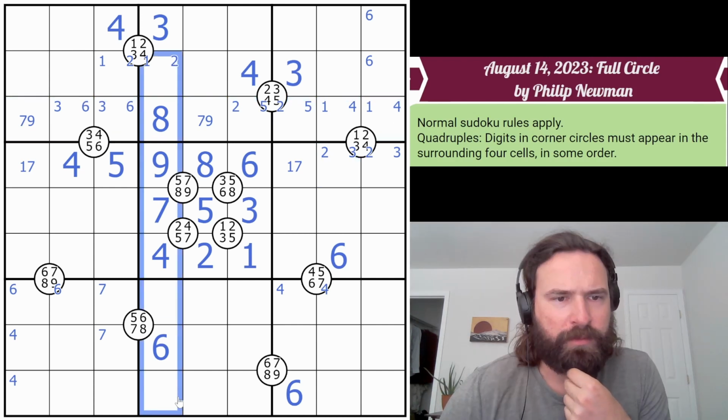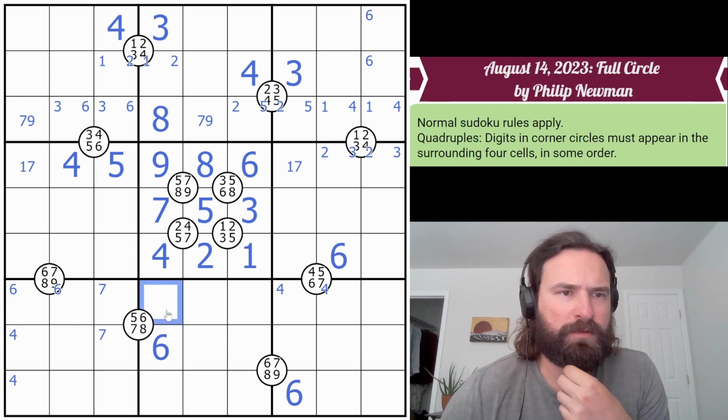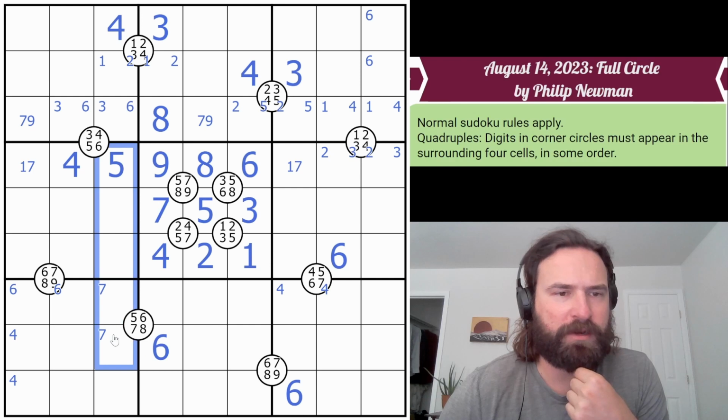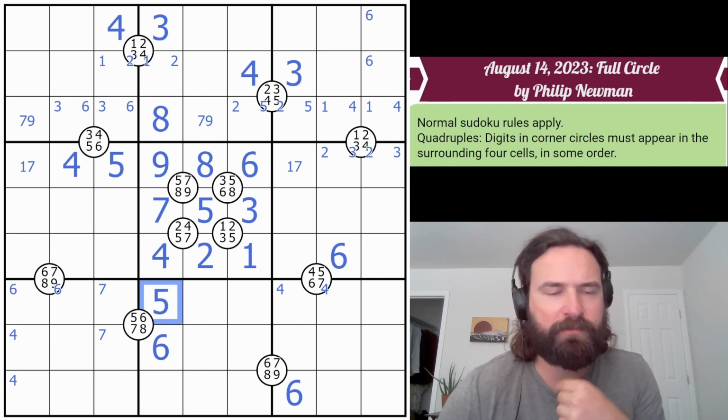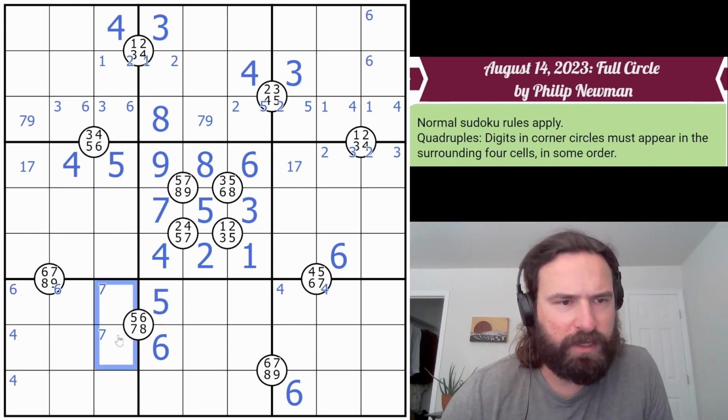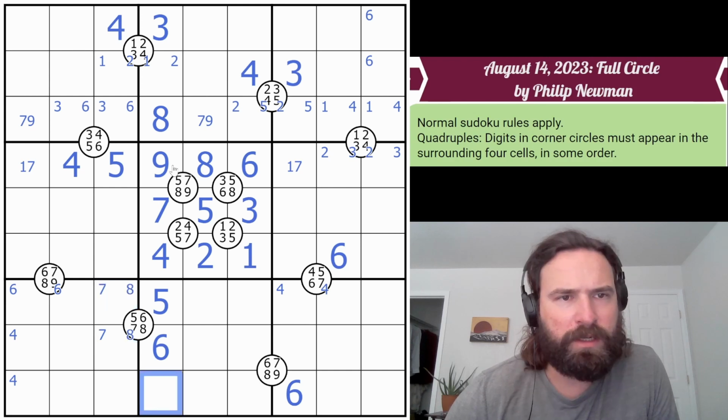All right, only 3 numbers left here: 1, 2, and 5. Yeah, this has to be a 5. There's a 5 looking down here. It has to be a 5 on the circle. That's a 5. So this is a 7, 8 pair, and this is a 1 or a 2 right here.